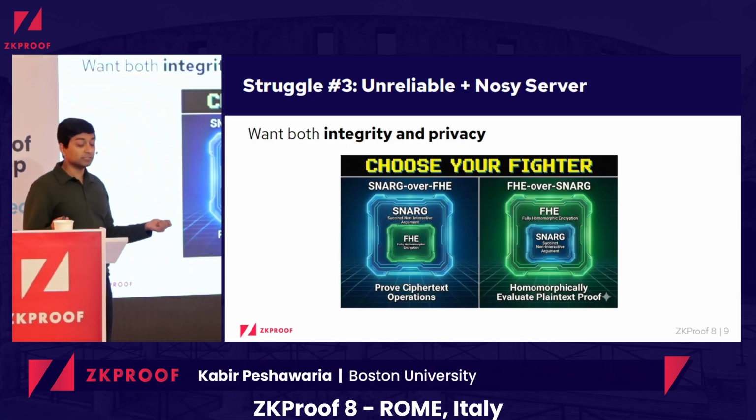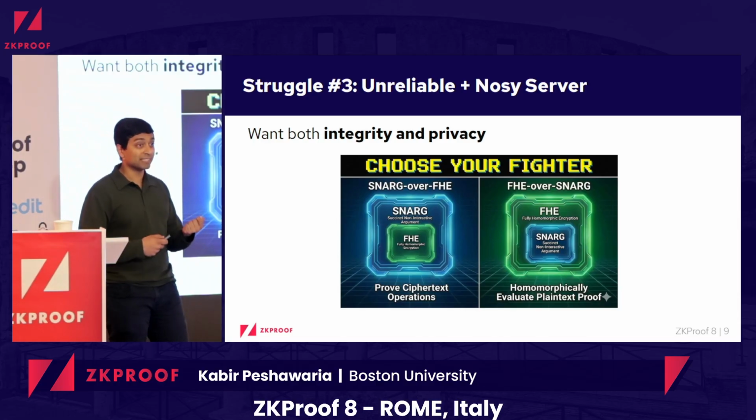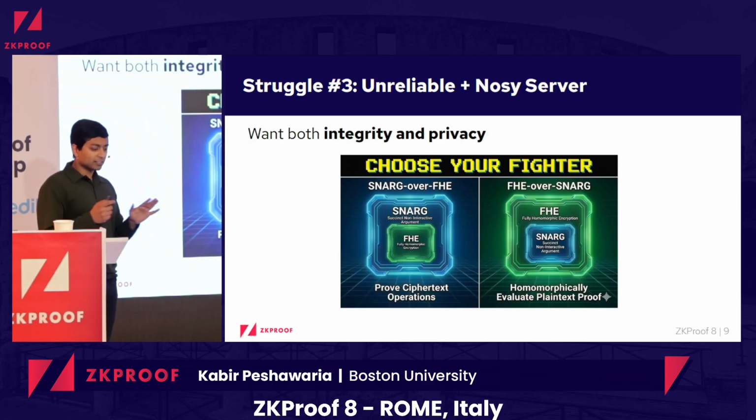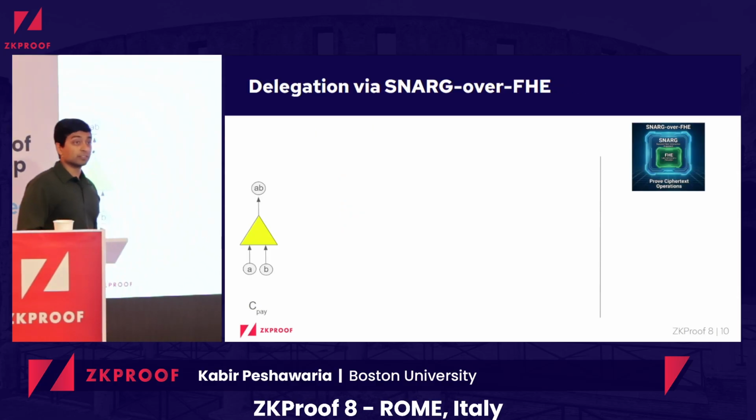Well, there are two approaches. One is to do SNARK over FHE, where we prove that we did ciphertext operations correctly. That's what we just saw. Another approach is FHE over SNARK, which is where we homomorphically evaluate a plaintext proof under FHE. And a priori, it's not clear maybe how these two are different, so I want to take a second to explain the differences. So let's look at the SNARK over FHE approach.